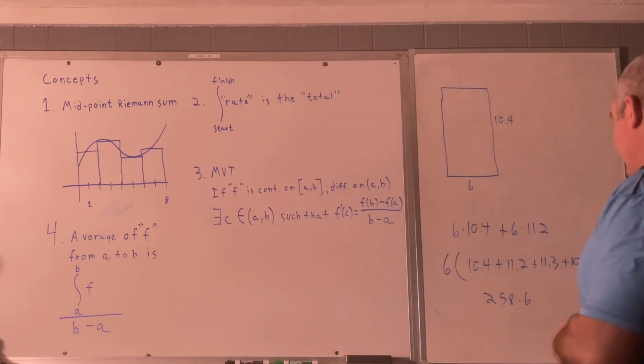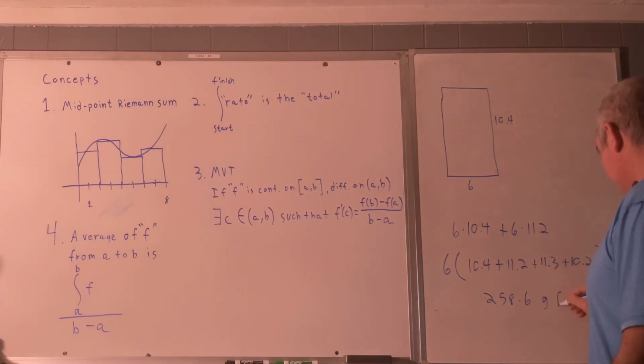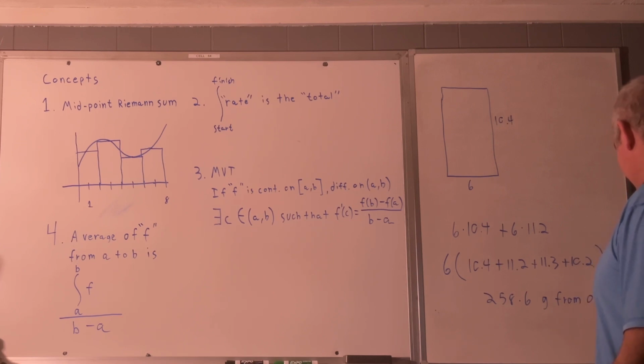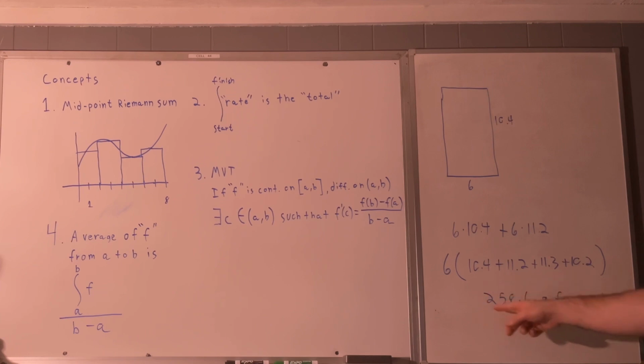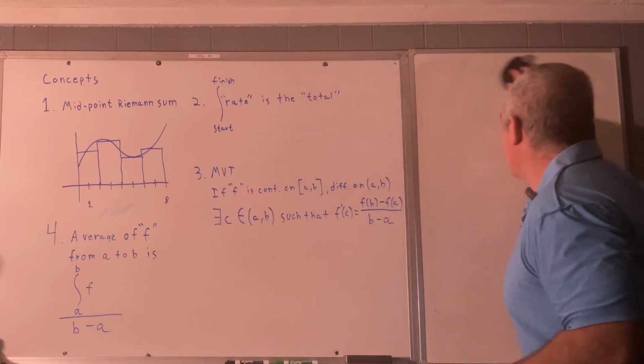So that's what you would write. 258.6 gallons from 0 less than t less than 24. And you may want to actually write out 258.6 gallons from time 0 to time 24 flow out of the pipe, or something like that, in order to get full points. But how detailed you get is up to you. But that's part A.